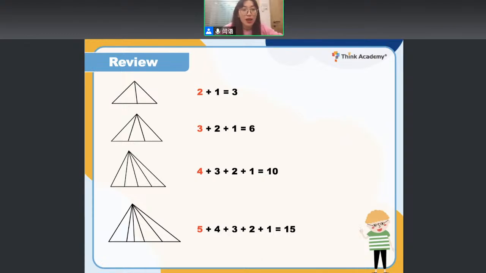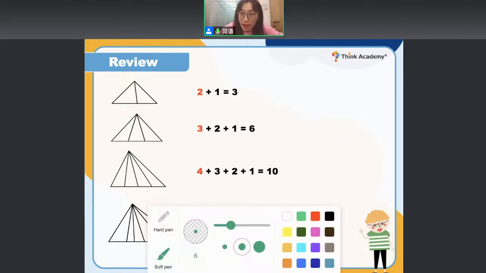Okay, and also here, everyone, I want to mention the method. I think for the lower primary, especially for P1, P2 students, the teacher will tell you, okay, so here we just combine single triangle, 2 triangle, 3 triangles, 4 triangles, right? And if you move on to the higher level, the teacher will tell you the shooting method. What is the shooting method?